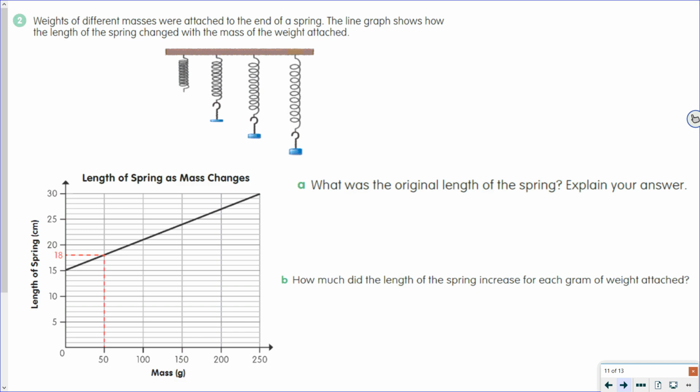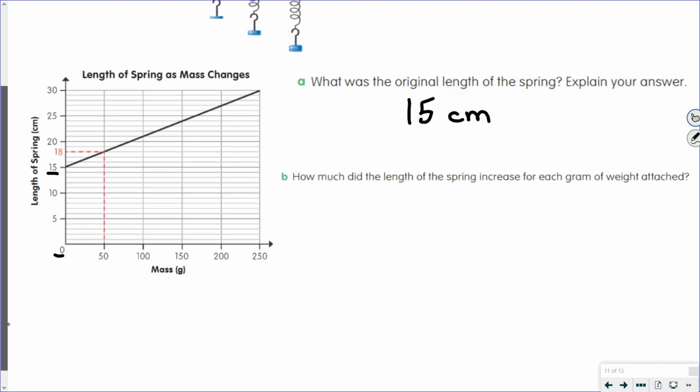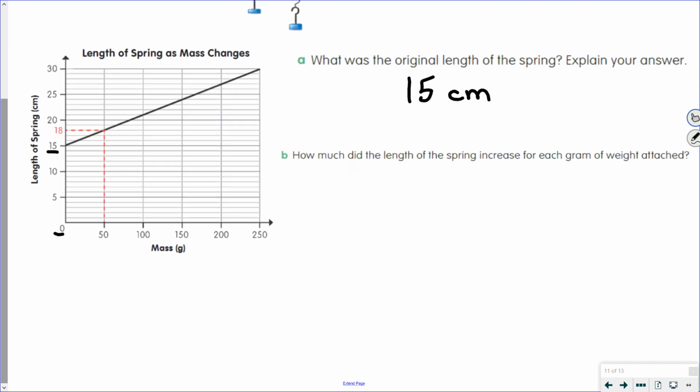Well, since mass is our horizontal axis, when we have 0 mass, we're up here at 15. So it's 15 centimeters because that's where it's at with 0 mass. That would be the original length before anything is attached. Okay, let's scroll down a little bit so I can give myself some room to work for part B here. So how much did the length of the spring increase for each gram of weight attached?